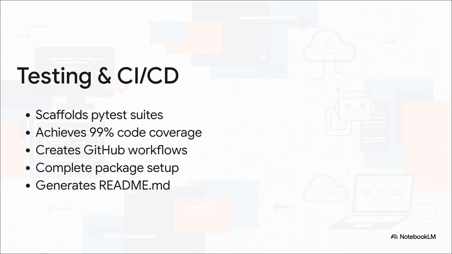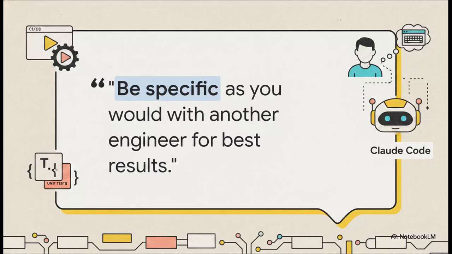It scaffolds automated unit tests using PyTest to achieve up to 99% code coverage, which is huge. It even adds robust GitHub workflows for your CI/CD pipelines and writes your README documentation. It runs the bash commands, tests its own code, reads the error logs, and fixes its own mistakes until the tests pass. It's incredible. So the golden rule here is captured perfectly in this quote from the source material.